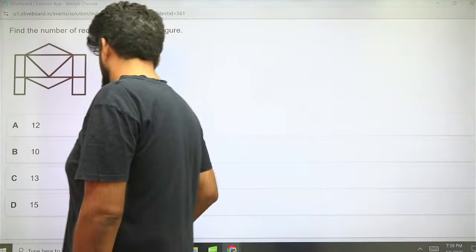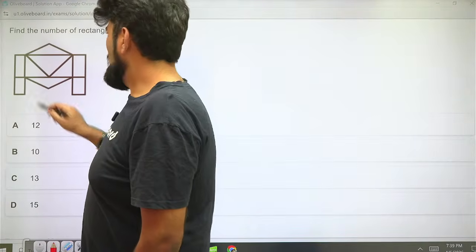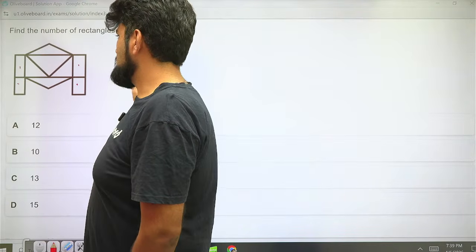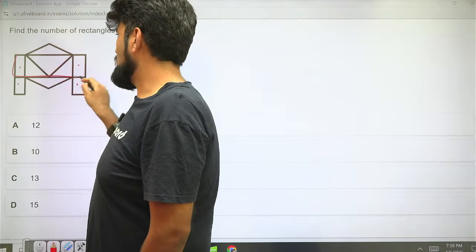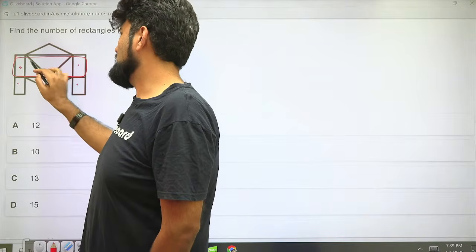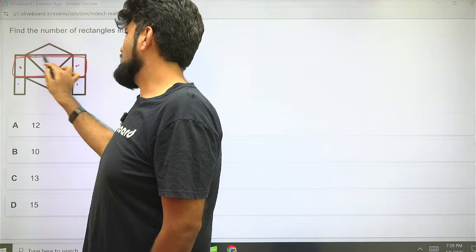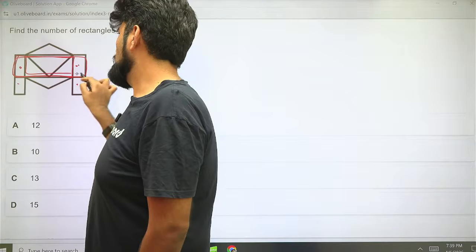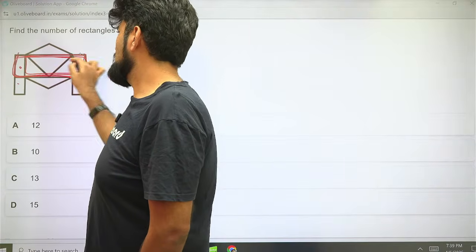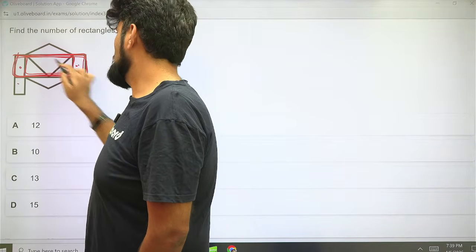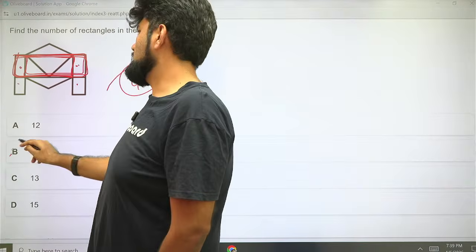Find the number of rectangles. Okay, 1, 2, 3, 1, 2, 3, 6. And this is what we have. So 1 and 2 already counted. So we have 1, 2, 3 and 4, the middle one. 6, 4, 10. That's it.